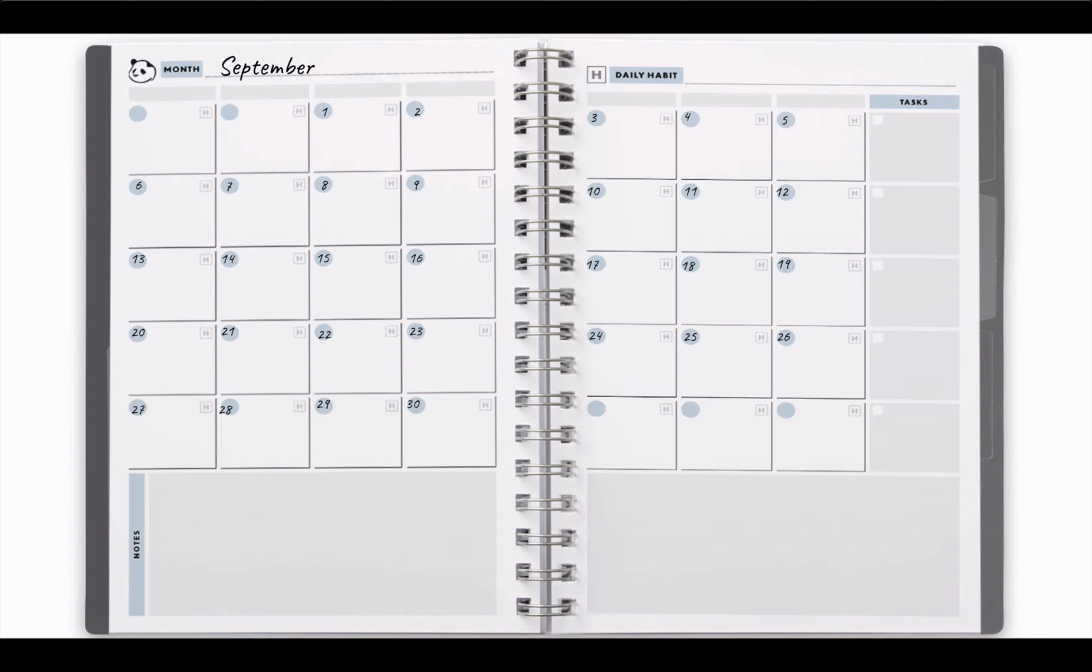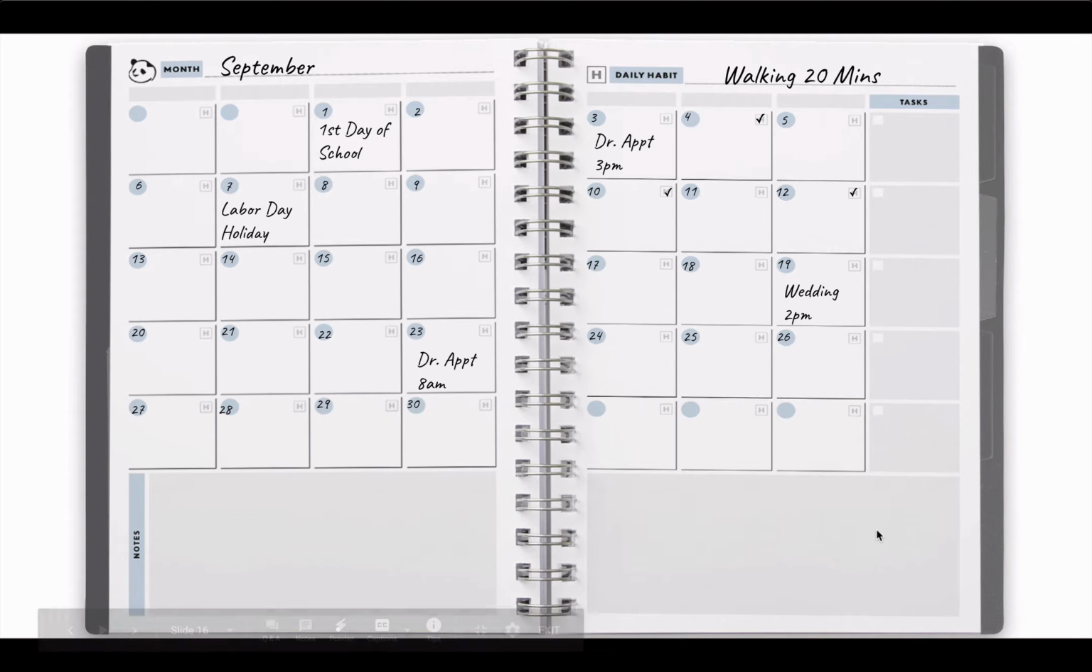Then you've got your classic month view here, and you've got space to put all of your important dates here, just like a classic calendar. And then you've got your daily habit. This is where a lot of how I like to use the calendar is the daily habit tracker. And you can check off each box every time you do your habit. Here, here, here. And then we also have the task section over here.